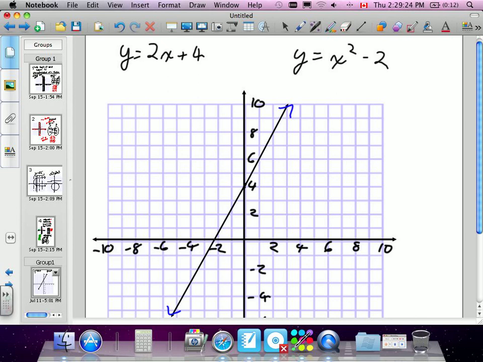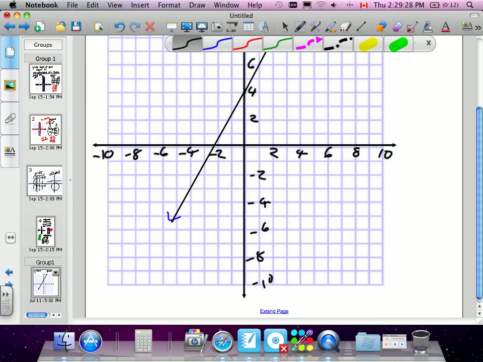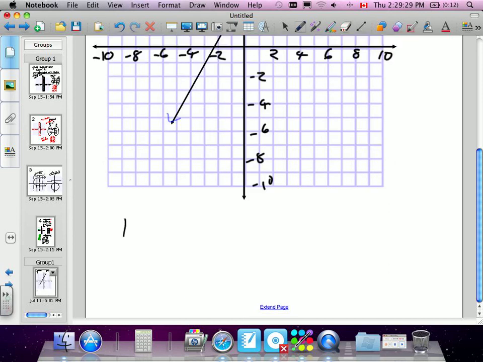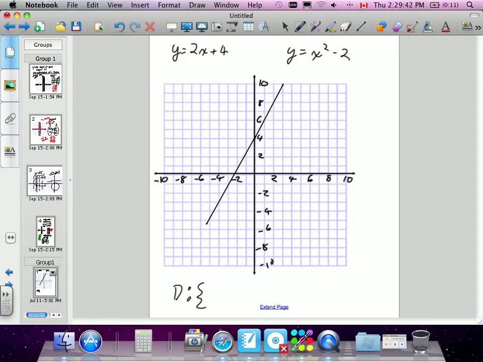If I had to represent the domain, I would use something a little different. We would still start with D semicolon or end brackets. But because this is continuous, what that means is it touches every point from the beginning all the way to the end. So this is just going to keep going forever. Even though our graph doesn't go forever, because there are arrows at the end, that means this function goes forever. So it's infinite on both ends.